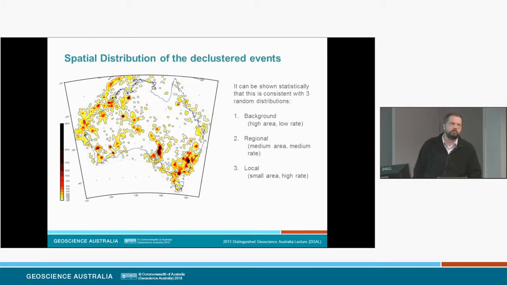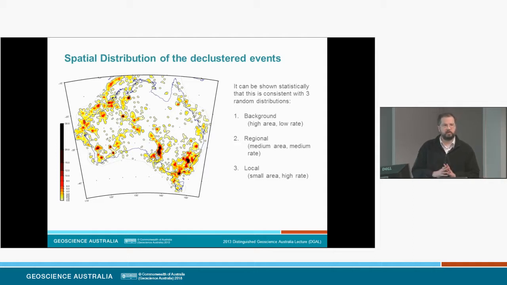You can apply the same sort of analysis spatially. This is a plot looking at the spatial density of earthquakes. Again, this is produced by Mark Leonard. It goes from 0 to 30 earthquakes per cell, so for a 1 degree by 1 degree cell. And even after removing the aftershocks, it's still not uniform. And it can be shown, and again this is in other papers, I won't talk about it here, that basically we have 3 random processes that we think are going on within Australia.